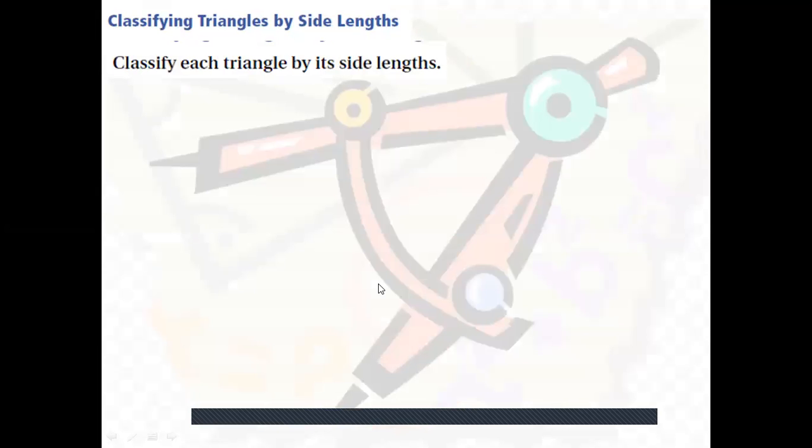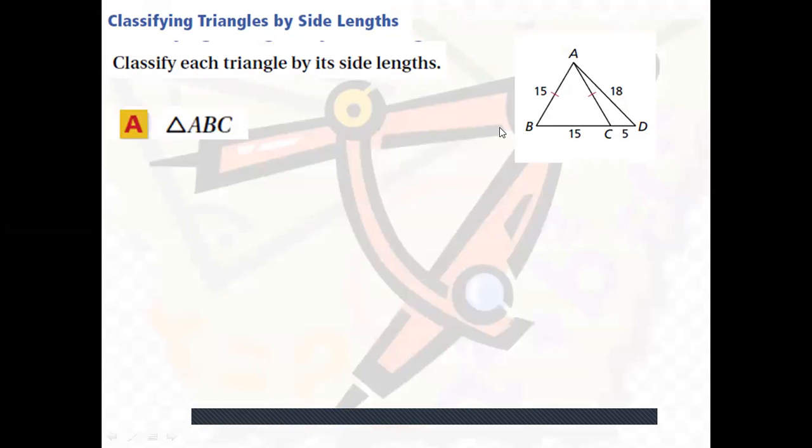Let's see one more. Classify each triangle by its side length. Good that they have not given us any variable, so we don't need to solve for one. We have to classify triangle ABC, this triangle here. They said AB is 15, and they also marked this and this as equal. So if this side is 15, definitely this side is also going to be 15. So this side is 15, this side is 15, and also here it's 15.